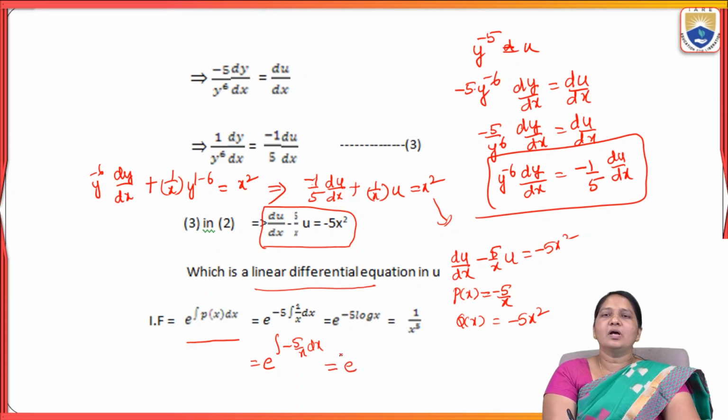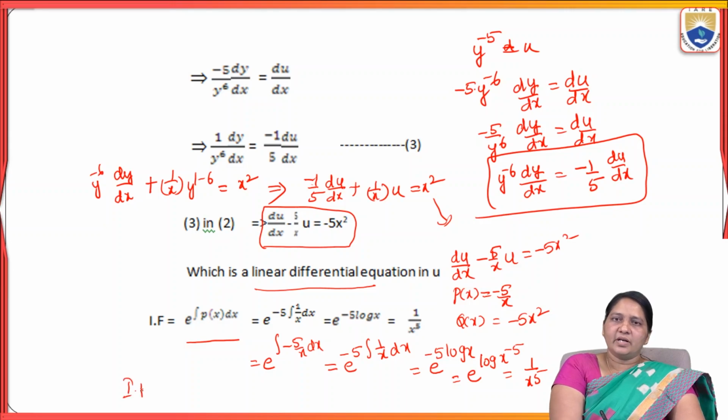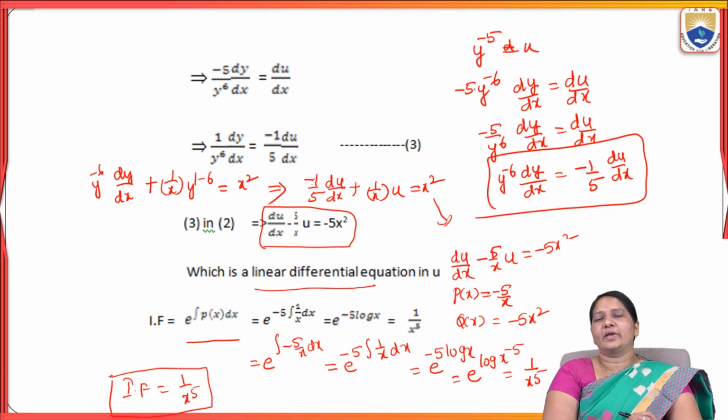So here e power minus 5 is the constant, integral 1 by x dx. So what is the value of integral 1 by x dx? That is log x. So finally this value is e power log of x power minus 5. So log e base e is 1. So finally this value is equal to 1 by x power 5. That means the integrating factor value is 1 by x power 5.